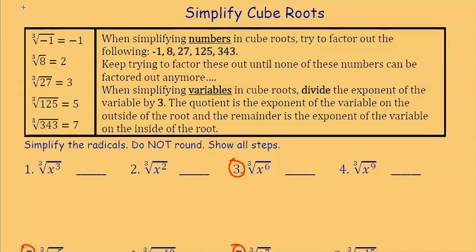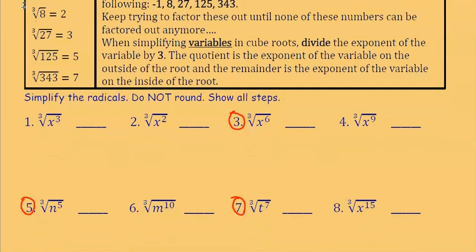Let's look at number 3. We have the cube root of x to the 6th power. First, we want to rewrite this as a rational exponent, so it will be x to the 6 over 3 power. 6 divided by 3 is 2 with the remainder of 0. So your simplified expression is x to the 2nd power.